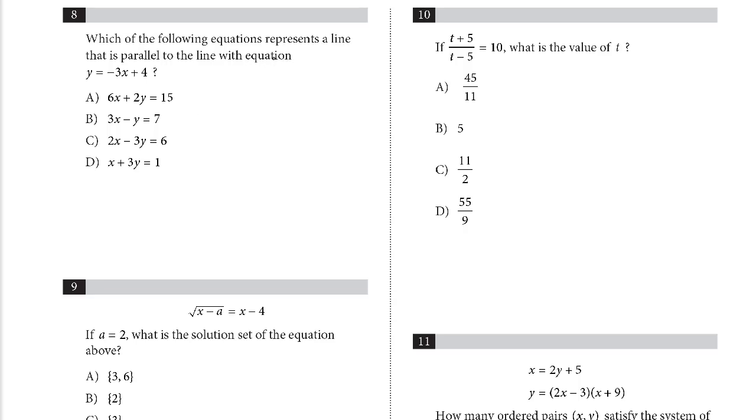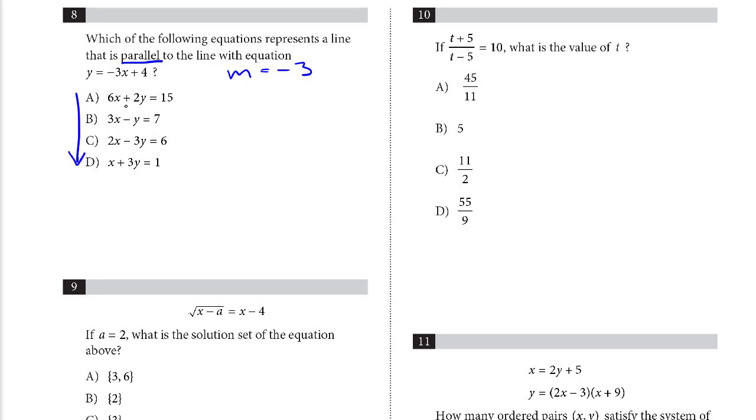8. Which of the following equations represents a line that is parallel to the line with equation y equals minus 3x plus 4? Well, if we're parallel, that means our slope must be the same. So the slope of our new line must be minus 3. Which of these following answers has a slope of minus 3?